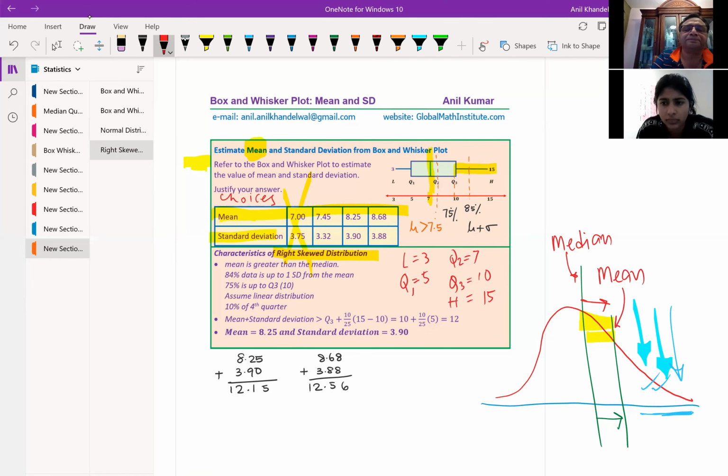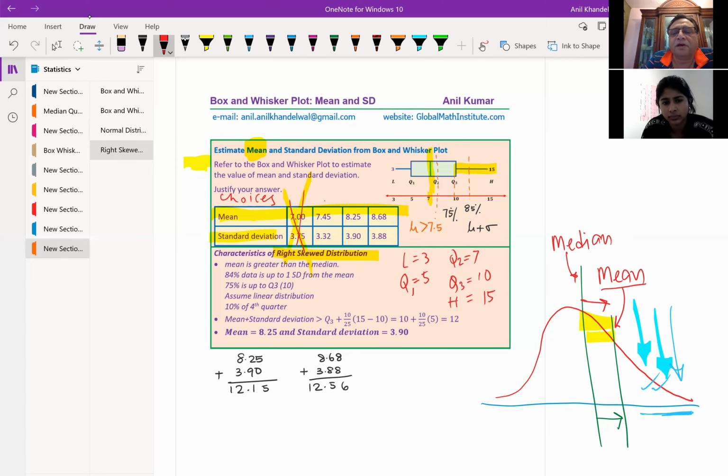Is that clear? Now, clearly, since we see that the mean is greater than the median, this is a wrong option. We can cancel this out. Now, a value slightly greater than 7 could be the answer. All the others are greater. They are possible combinations.